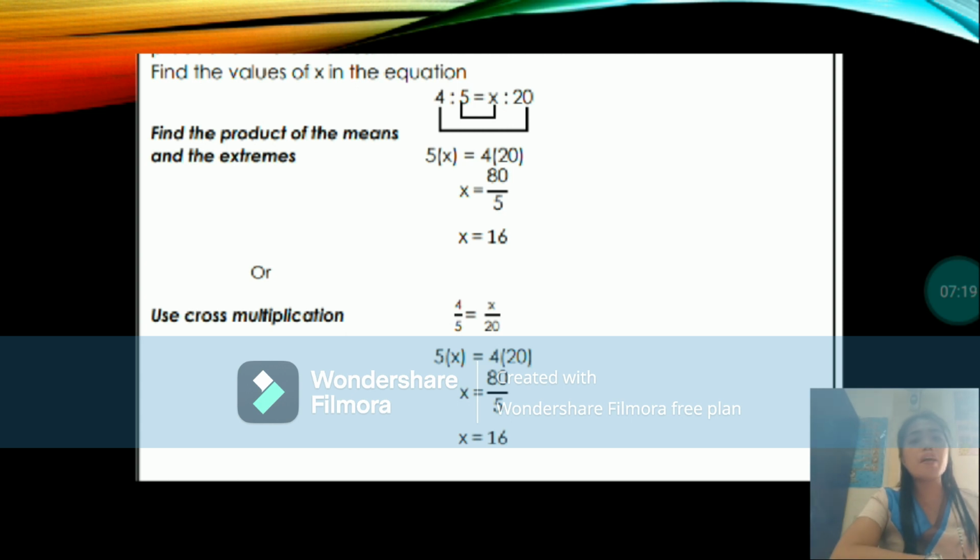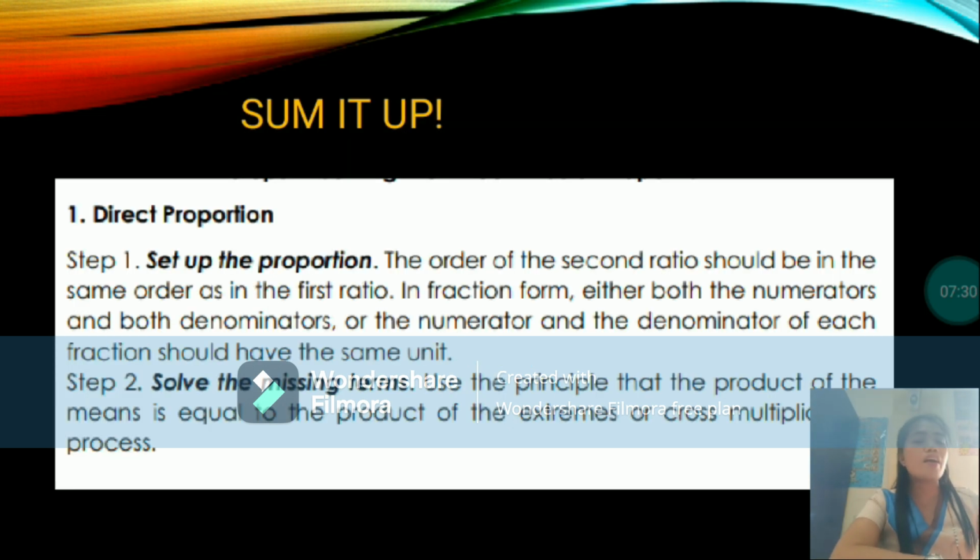Or using cross multiplication, you have 4 over 5 is equal to x over 20. You have 5x is equal to 80. 80 divided by 5, you have x is equal to 16. Okay, and to sum it up, we have here, the first one is direct proportion.